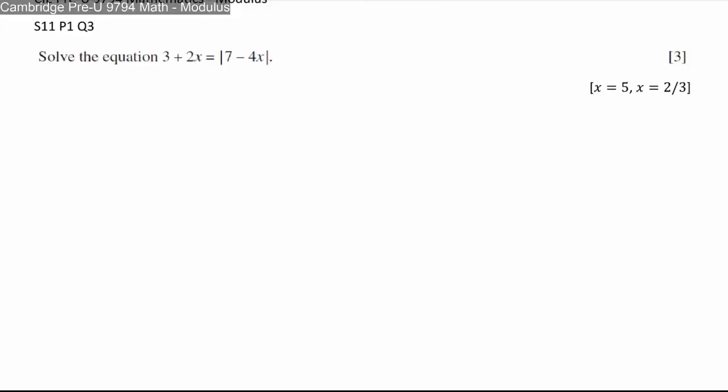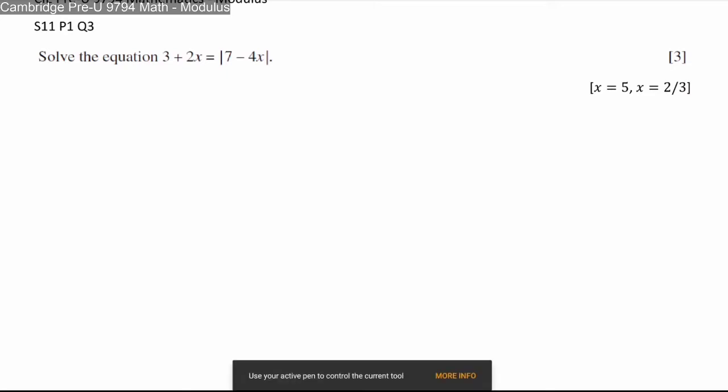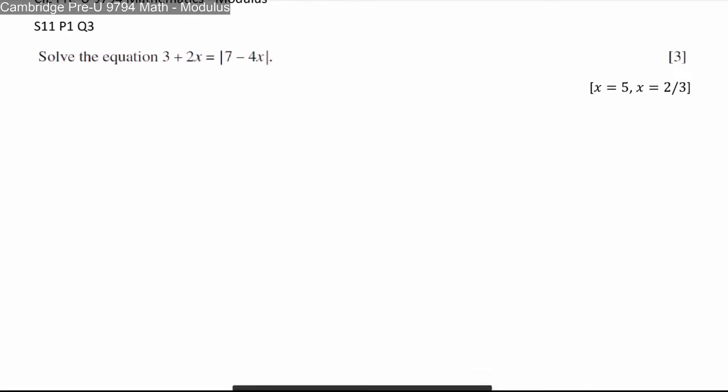Hi everyone, this is to discuss the questions from Cambridge Pre-U for the topic Modulus. Let's look at the first question here. So we have the equation 3 plus 2x is equal to the modulus of 7 minus 4x.